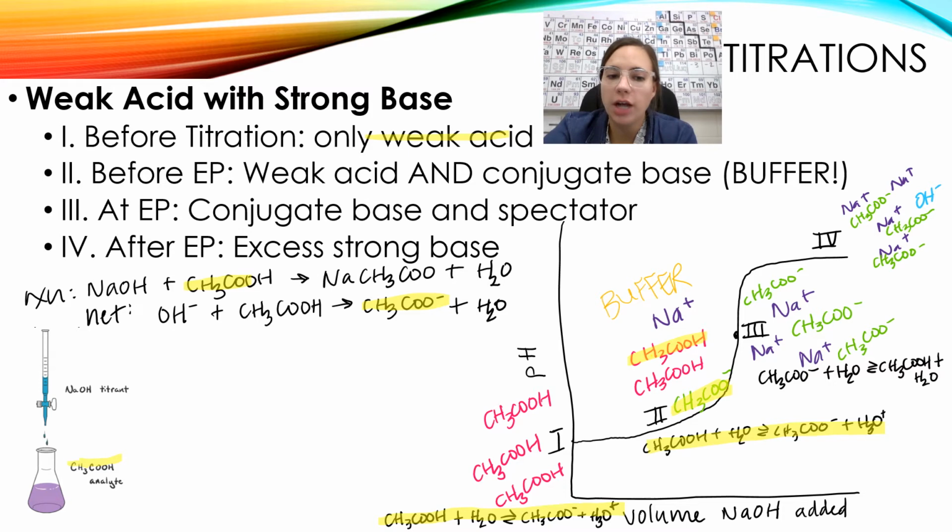Then when we reach our equivalence point, we have converted every bit of the acetic acid into acetate. So now we have an acetate equilibrium reaction occurring. And then past that point, we are still going to have acetate, but we're going to have excess hydroxide, and that's going to take over. And it's going to be that excess hydroxide that controls the pH.